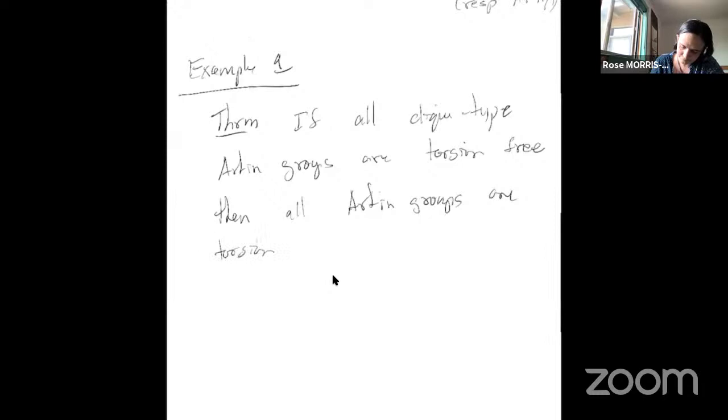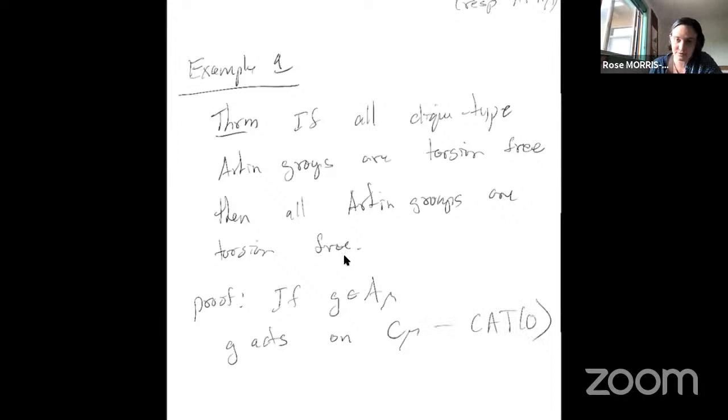So how does this work? Proof. I'm going to start with g in my Artin group. And g acts on my clique cube complex, and this guy is CAT(0). Anytime I have an action on a CAT(0) cube complex, the action is either what we call elliptic, which means there exists a fixed point, or what's called loxodromic.